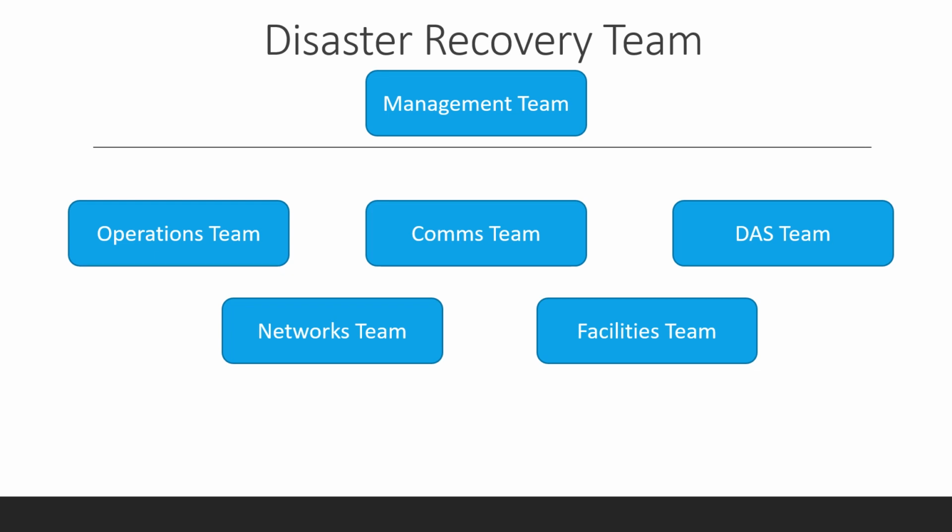The communications team is responsible for managing all internal and external communications before, during, and after a disaster. They also communicate with the media, local officials, SMW vendors, and customers. The DAS team is responsible for evaluating the extent of damage caused by a disaster and salvaging what can be recovered. Their work is essential to minimizing losses and ensuring the company recovers as quickly as possible from the disaster.